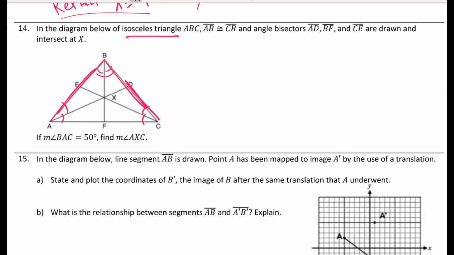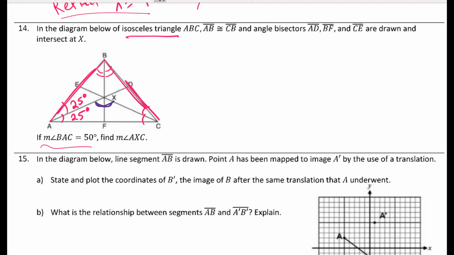It tells me that the measure of angle BAC is 50 degrees. So if it's an angle bisector, I know it's cutting the angle in half, so those two angles are 25 degrees. And it's asking me to find the measure of AXC, so that obtuse angle right there.